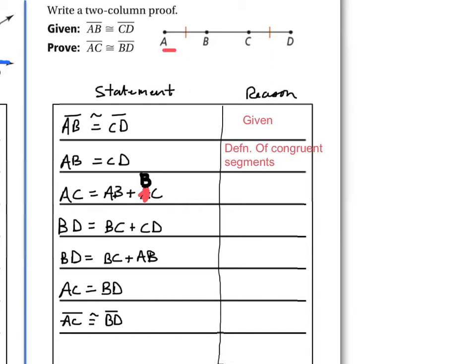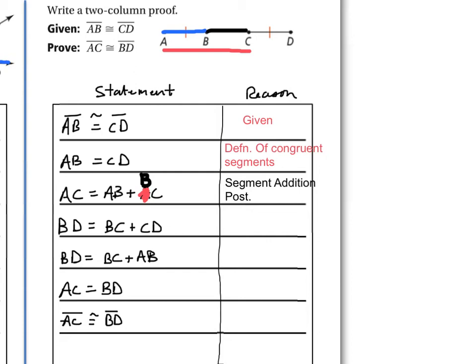Okay? All right, so as we look at the picture here, AC is from here to here. If we take AB and we add BC to it, it's going to be AC. Or in other words, part plus part equals whole. Okay, so this, in this case, is the segment addition postulate. Okay, that's the segment addition postulate.